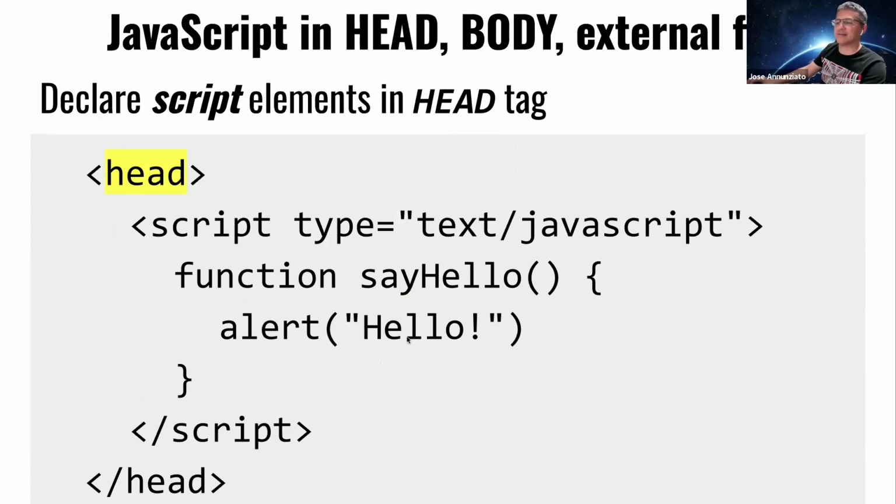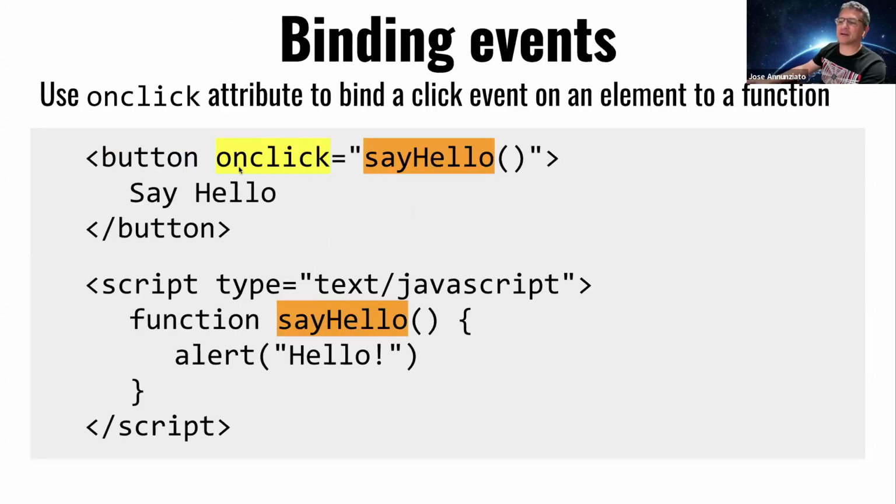So here's a function. You can declare functions, and then you can invoke them right from clicking a button or anything that's clickable in HTML. Not only buttons. Mostly buttons, you want to make them clickable, but really any element could be a button.